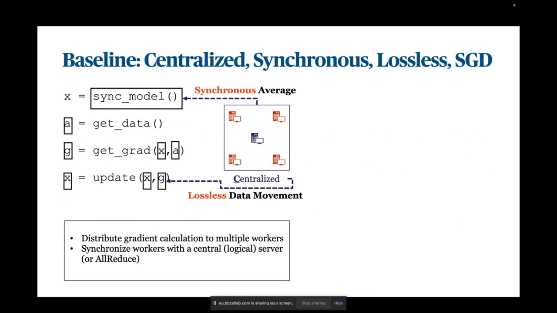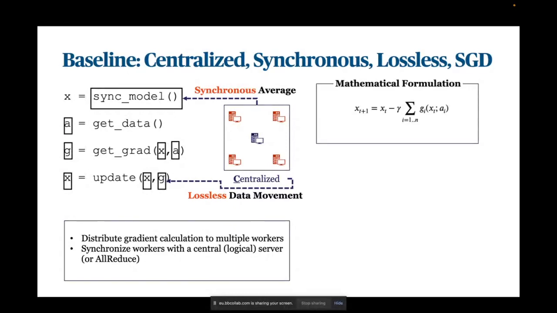But from the information perspective, every single time that you synchronize, all the machines talk to all other machines. So you have this all-to-all communication pattern in the end. Mathematically, this is what you have at every single iteration. The convergence rate looks like this, where T is the number of iterations.